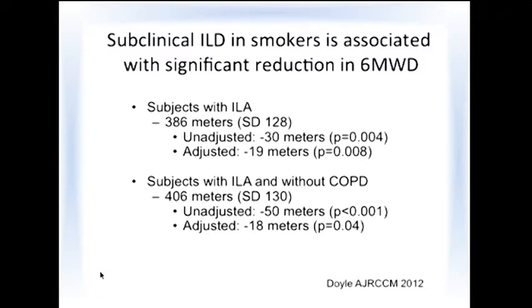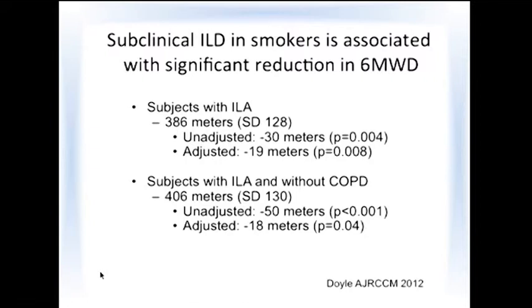And Tracy, once more, looked at the functional impact of these interstitial lung abnormalities, and she found that when you did unadjusted measurements of subjects with interstitial lung disease, there was a difference in walk distance. When you looked at only the subjects with interstitial lung abnormalities, there was an average walk of 386 meters versus 486 meters, with a reduction of 30 meters when unadjusted and 50 meters for subjects with ILA without COPD.